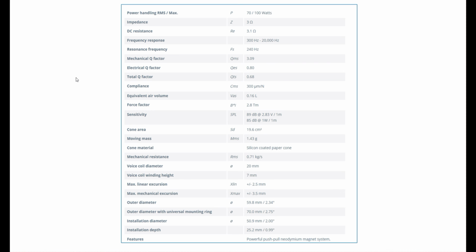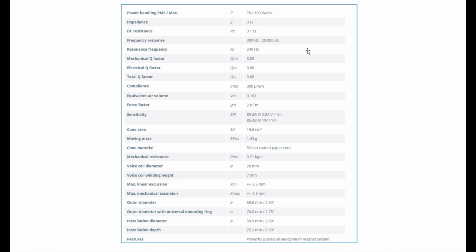I've just pulled up a random technical data sheet, and we'll run through it really quickly to look at the things that we covered in this tutorial. So power handling, yes, we talked about watts. Impedance, Z, which is the amount of resistance that the voice coil has to power, how many ohms of resistance it has. DC resistance, which is the voice coil. Frequency response, we just talked about.